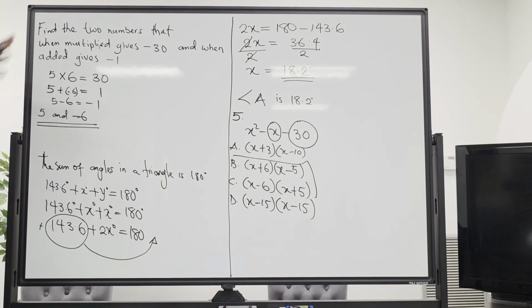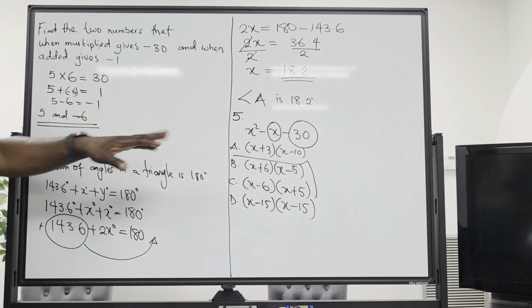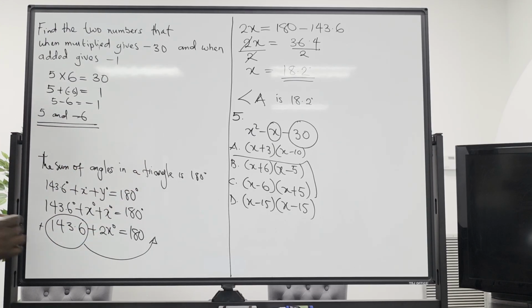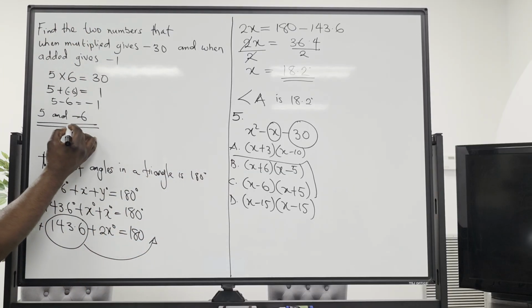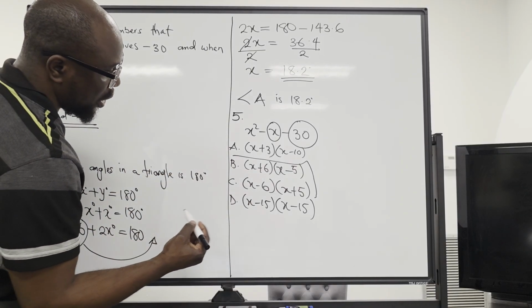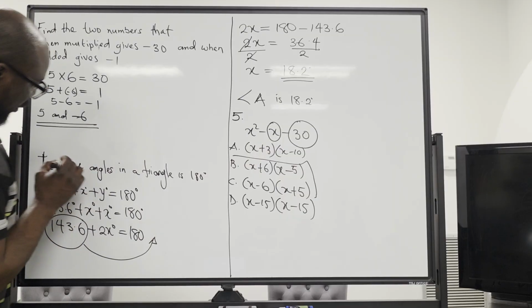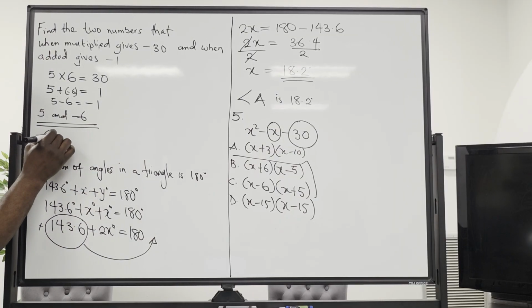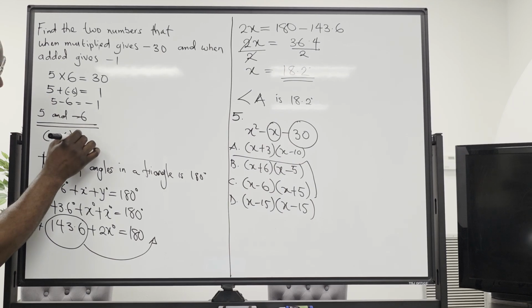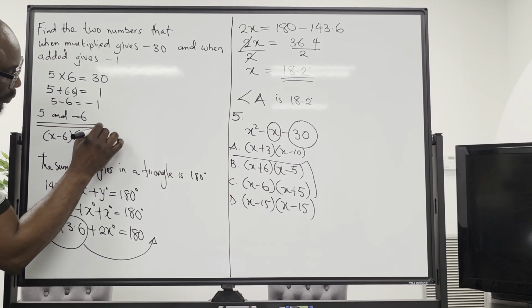So these are the two factors I'm looking for in the equation. I'm going to come back to this later on when we solve with the quadratic formula. That's how you know how to solve this. It's very easy. We're looking for minus 6 and 5. So your answer is bracket x minus 6, bracket x plus 5.